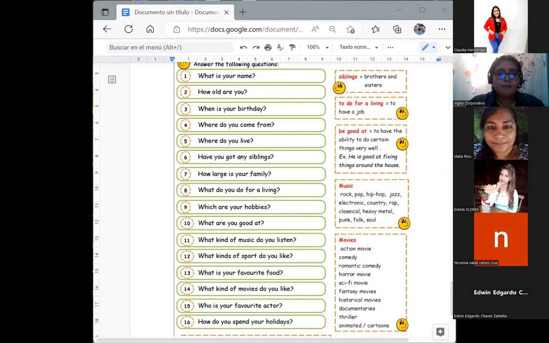My name is Claudia. Nice to meet you, Claudia. I am 25 years old. My birthday is on June 7th. I am from Santiago Nonualco. I live in San Salvador. I have two brothers. My family is small, my parents and my two brothers. I am a public relations assistant. Oh, wow. I like dancing and singing.